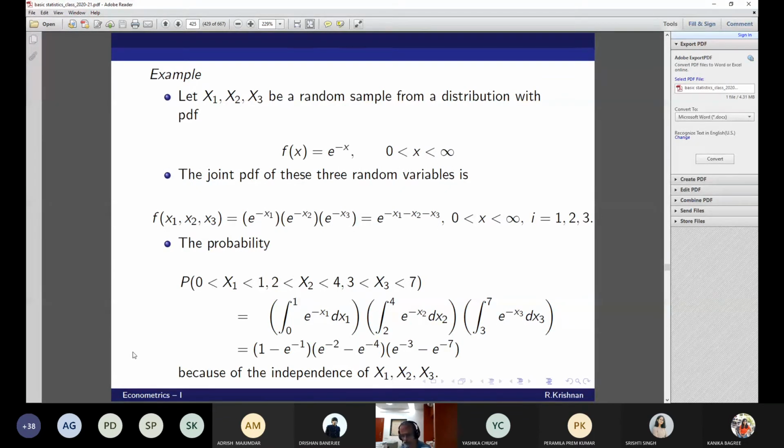How will you go about it? Remember, they are independent. Either x1 is less than 3 or x2 is less than 3 or x3 is less than 3. So how do we go? The probability of x1 union x2 union x3, and then we just use the inclusion-exclusion principle.